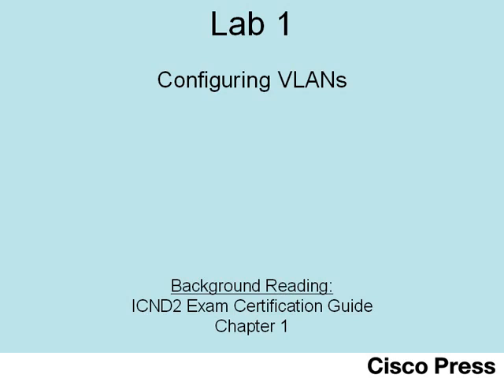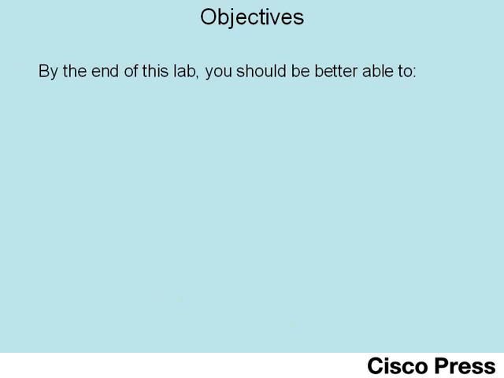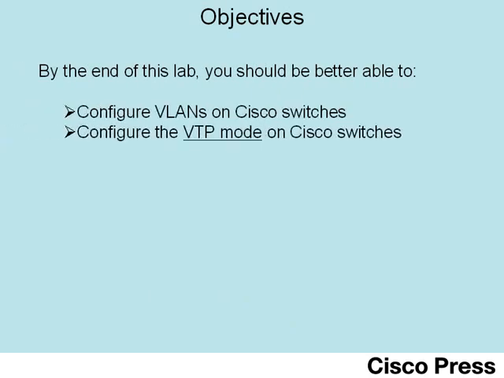Hello and welcome to ICND2 Lab 1, Configuring VLANs. This lab demonstrates some of the concepts that are shown in the ICND2 Exam Certification Guides, Chapter 1. In this lab, you'll see how to configure VLANs on Cisco switches, including how to configure the VTP mode.